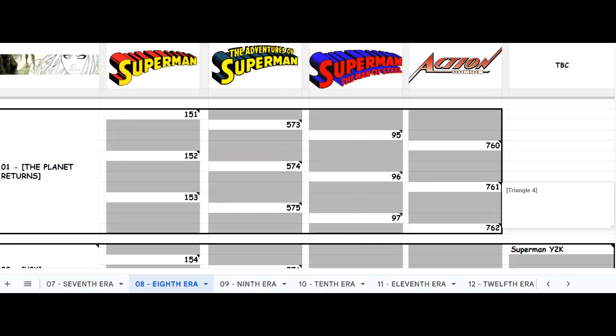This guide, specifically the Superman one, is actually not going to be a map per se. It's going to take the form of a Google sheet that I've split into 14 tabs, representing the 14 discrete eras I've split this period of Superman reading into. Now, this Google sheet can be viewed and downloaded for free from my website.